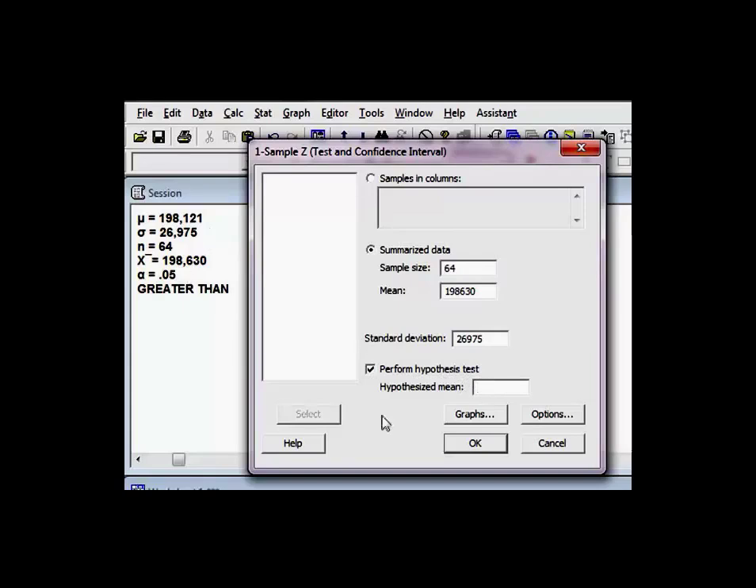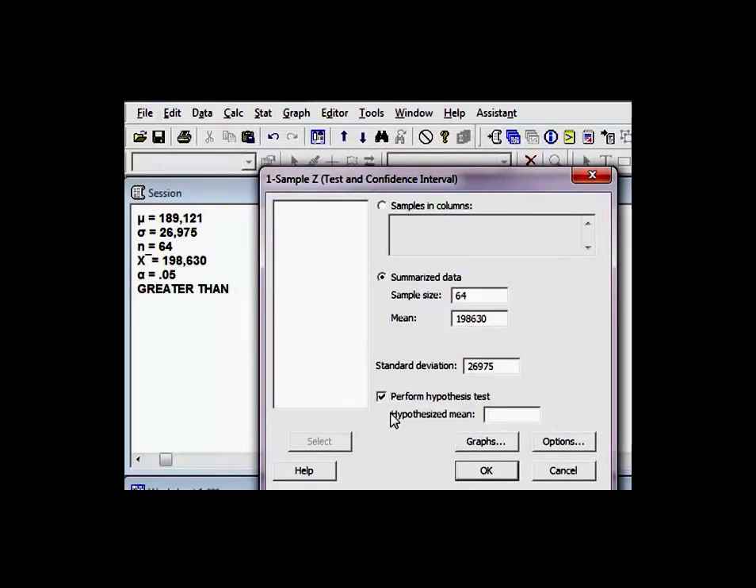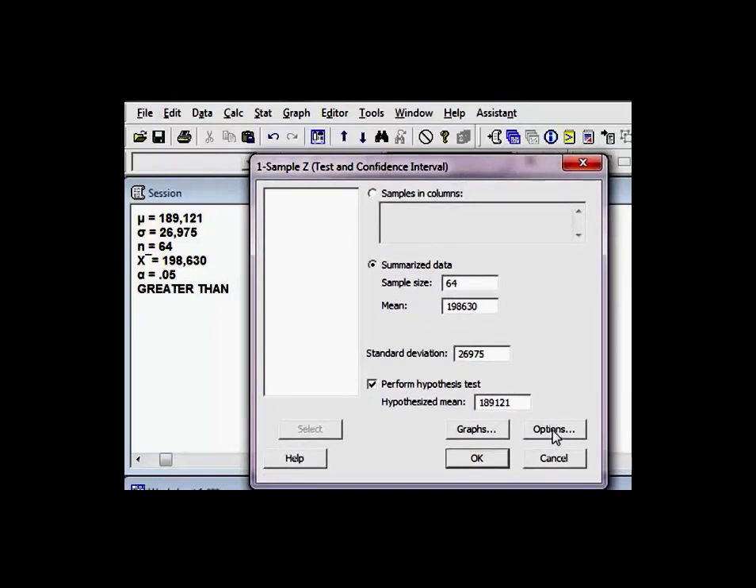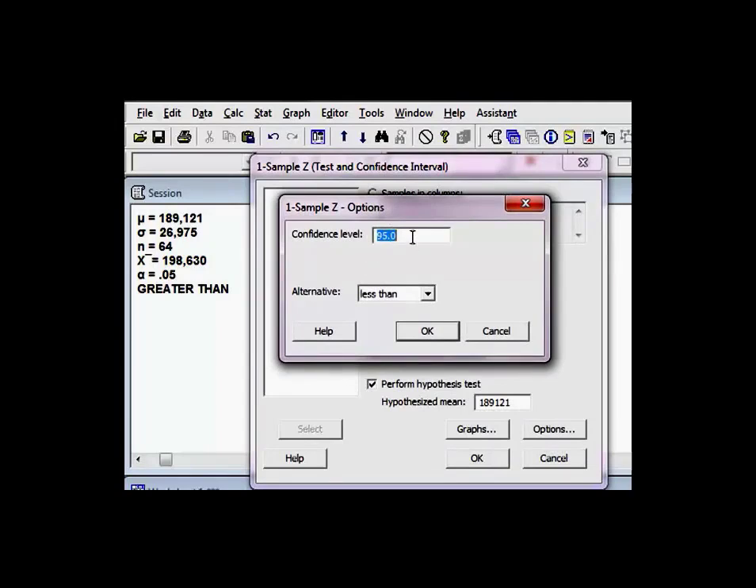Well, the mean was given to us as 189,121. So now all I have to do is tell it what options I want. Well, I want to test at a 95% confidence interval, which is that idea of alpha of 0.05. So confidence level plus alpha is always going to equal 1.